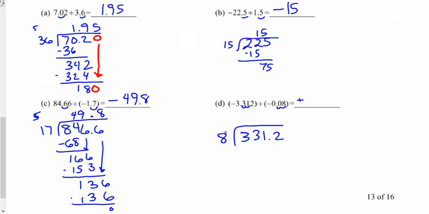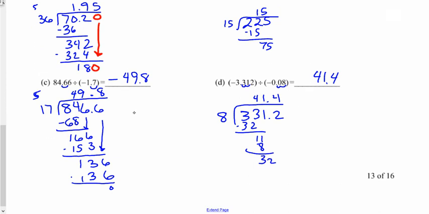All right, let's finish this. 8 goes into this 4 times. 8 goes into 11 one time. I'll bring the 2 down. And then 8 goes into the 2 4 times. Remember, this decimal is right here, so we just move it straight up. And so it's going to be positive 41.4. I'm going to get rid of this plus sign right here. Like I said before, when things are positive, we don't usually write a plus. We just kind of leave it.